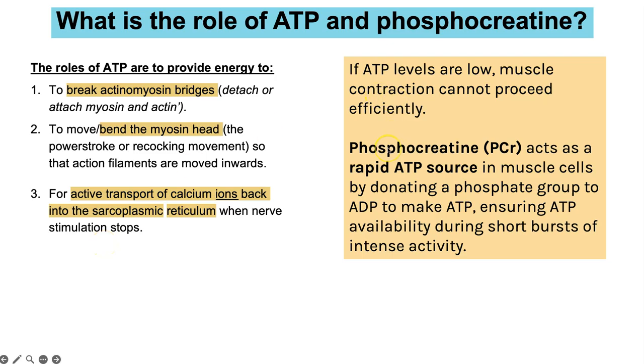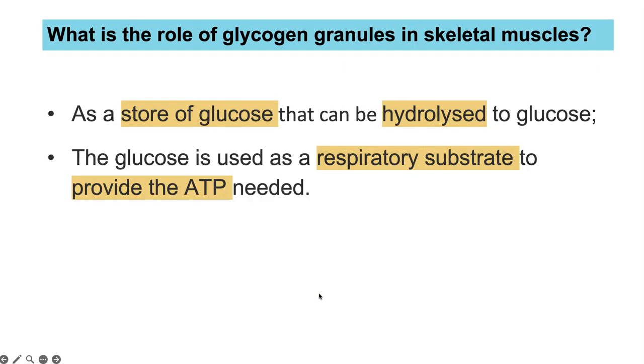So if ATP levels are low, that means these processes can't happen, and therefore the muscle can't contract efficiently. And that's where phosphocreatine comes in. This isn't an abbreviation that you tend to see, but I've put it there just in case you do come across it. But in the exam, you would have to say phosphocreatine, do not abbreviate it. Now, this acts as a rapid ATP source because the phosphocreatine can donate a phosphate group to the ADP. So you then have ADP combining with that inorganic phosphate group to make ATP, and that then provides the ATP for all of these processes so that you can then still have these short bursts of intense activity.